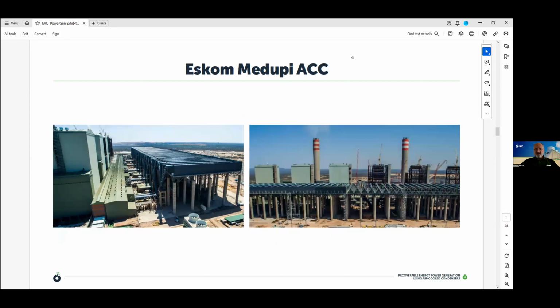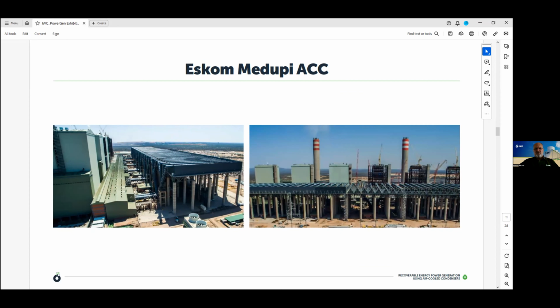Then Medupi. Everyone knows about Medupi, but what they don't know is that this air cooled condenser is probably the best one in the world. From all the information I've got, it's operating better than expected, and there were 10 design changes done to this condenser before it was built to upgrade it from previous design rules. It's effectively twice the size of Medupi, Matimba, if I'm not mistaken.